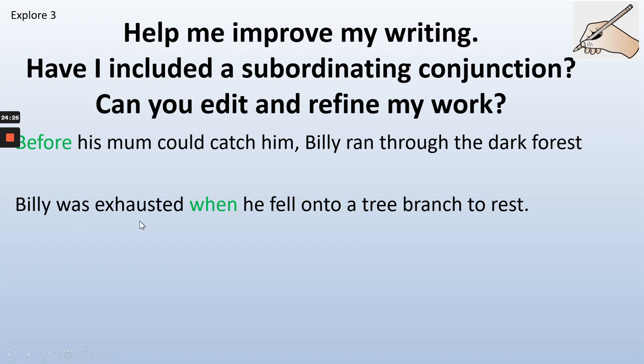Billy was exhausted when he fell onto a tree branch to rest. You could have also had, when he fell onto a tree branch to rest, Billy was exhausted. You could switch it around. You might have used those words, but maybe you used another subordinating conjunction. Give yourself 2 ticks if you added a subordinating conjunction into your sentence. Press pause if you need to check over your answer.